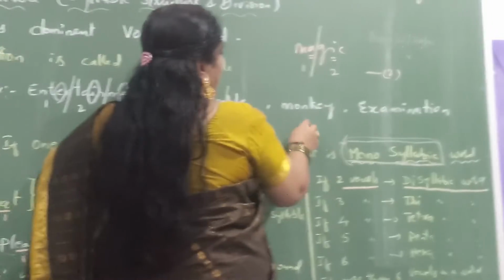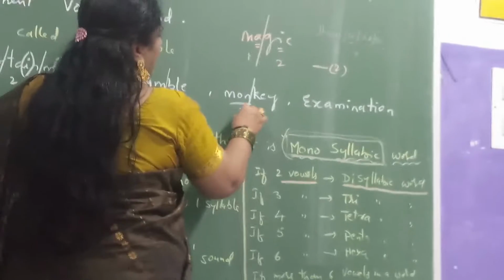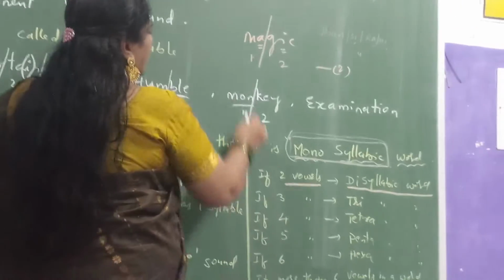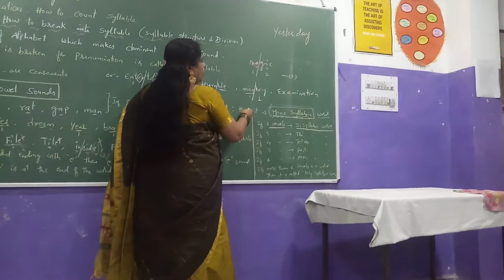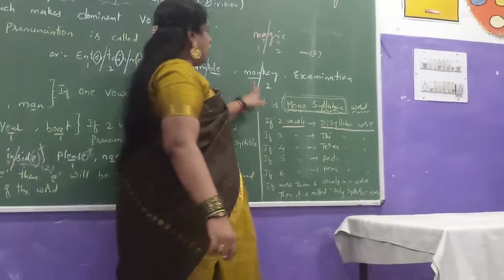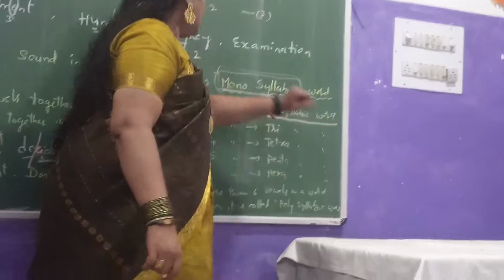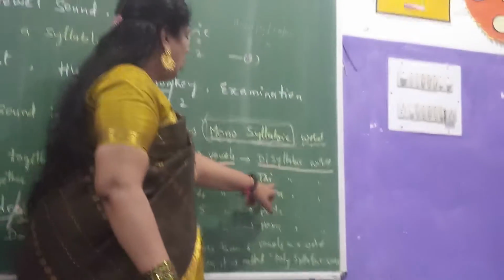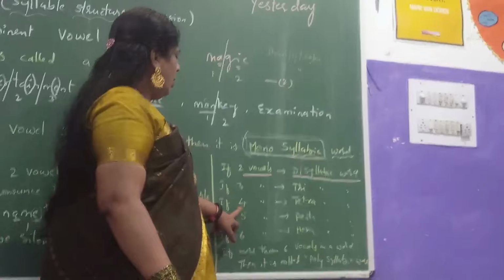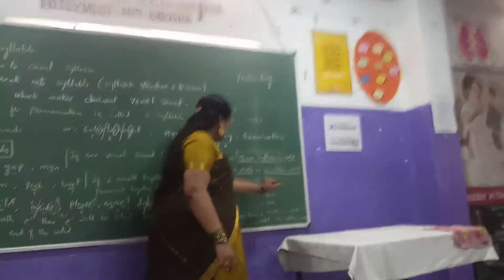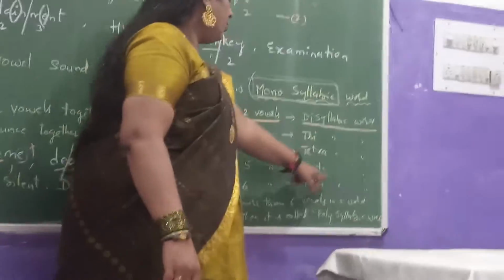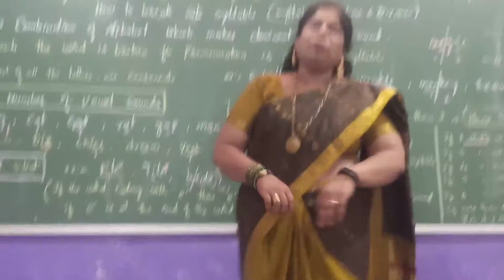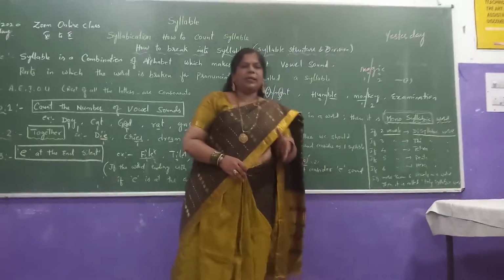Next, monkey. It is 1 syllable and this is 2 syllables. See here 1 vowel and E, 1 vowel. So you have to break into 2. This is a 2-syllable word. If 2 syllables are present, it is called a disyllabic word. If 3 are there, a trisyllabic word. If 4, a tetrasyllabic word. If 5, pentasyllabic. If 6, hexasyllabic. If more than 6, polysyllabic words.